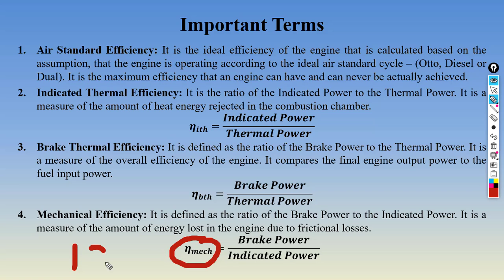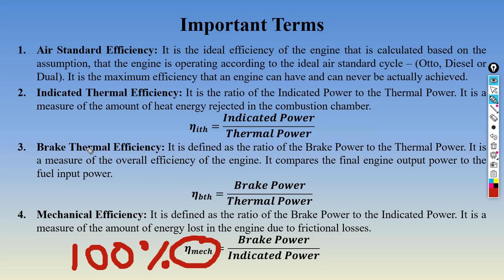If your mechanical efficiency is 100%, what does it mean? It means that there are no frictional losses. So if your mechanical efficiency is low, it means that there are some frictional losses, that you have to improve your engine. You have to add more lubricant inside your engine to increase your mechanical efficiency, right? But if your mechanical efficiency is high, it means that all the engine parts are working smoothly. There is less friction and less power is being lost.